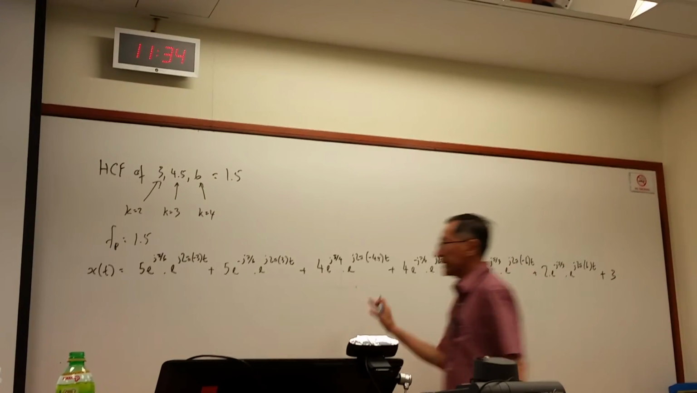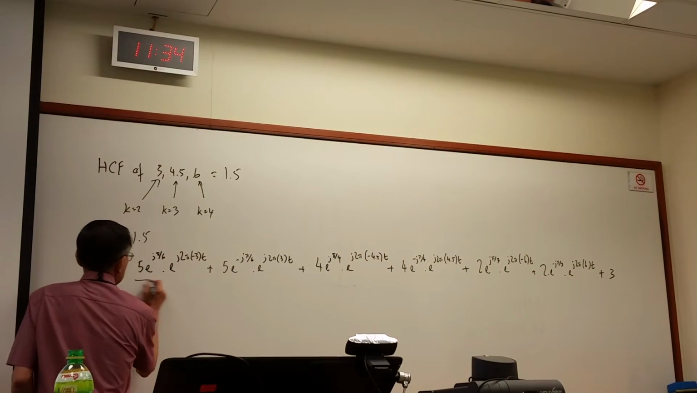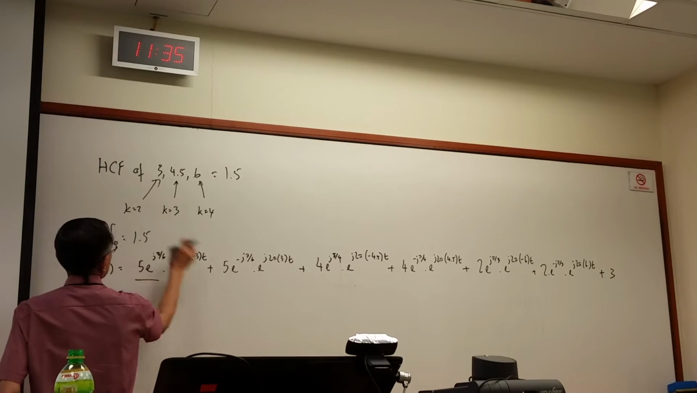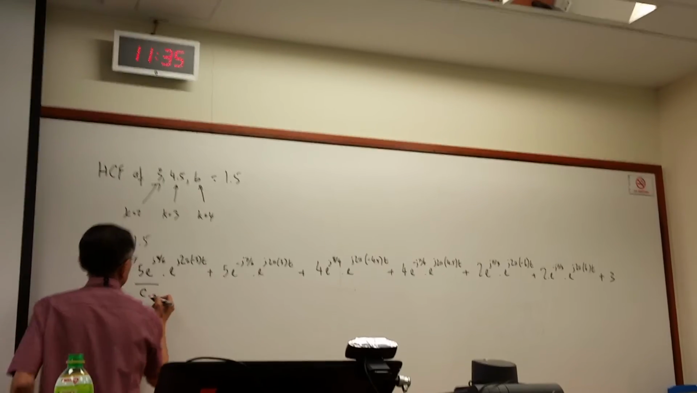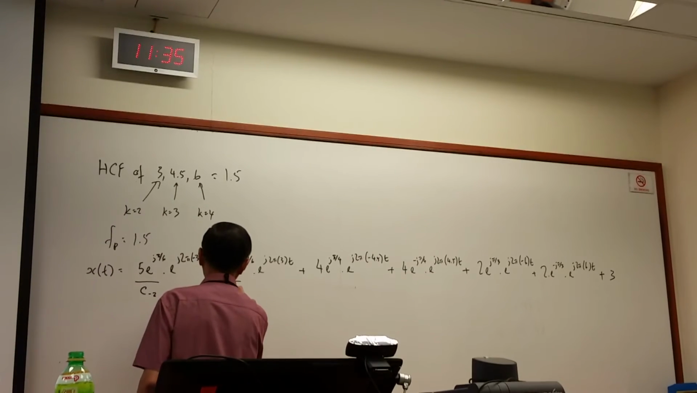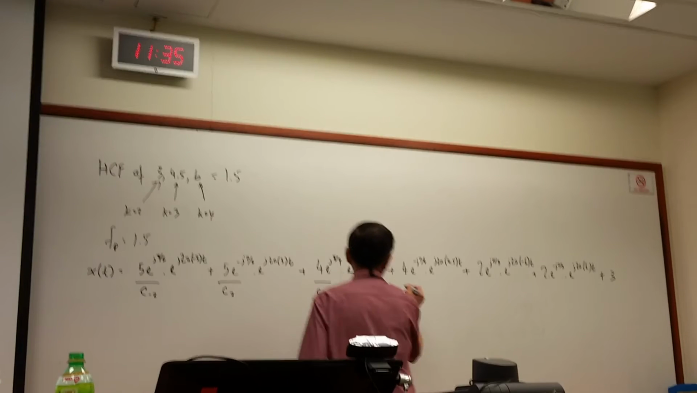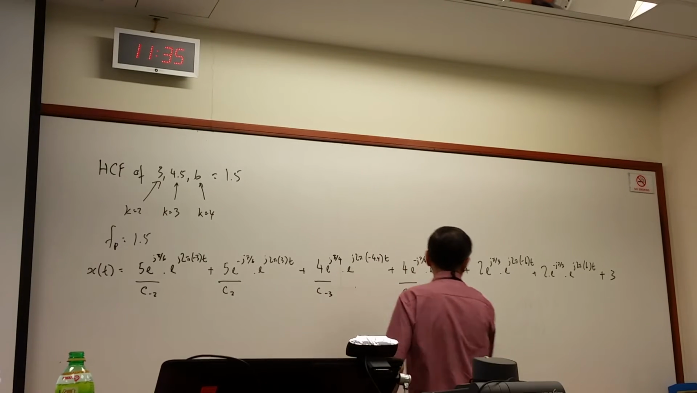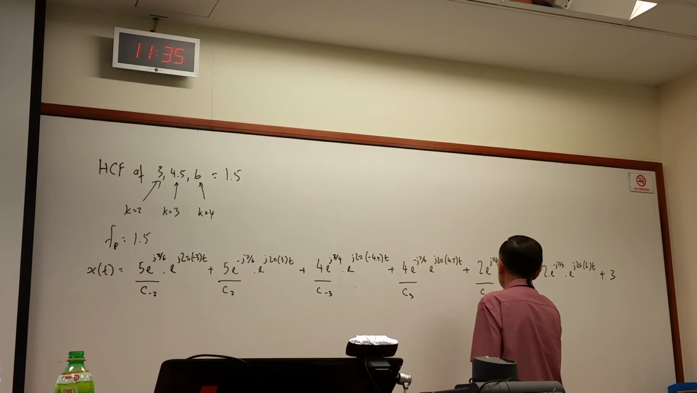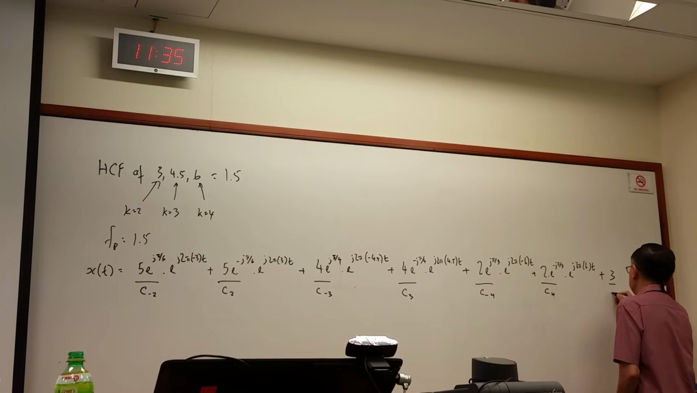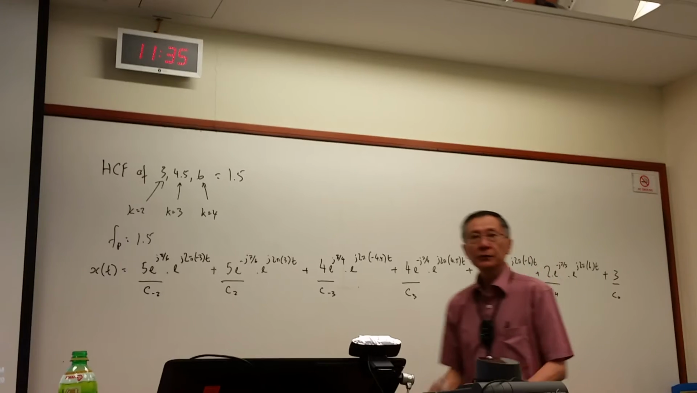Okay, so now I can label this. So this one is for k equals 2, right? So this is C minus 2. This is C2. This is C minus 3. This is C3. This is C minus 4. And this is C4. And this is C0. You see all the coefficients now?